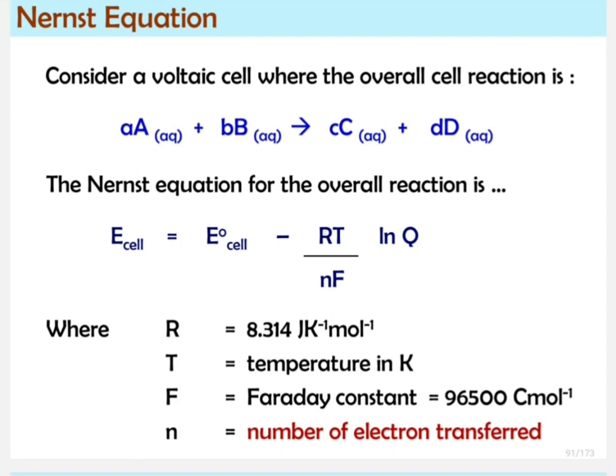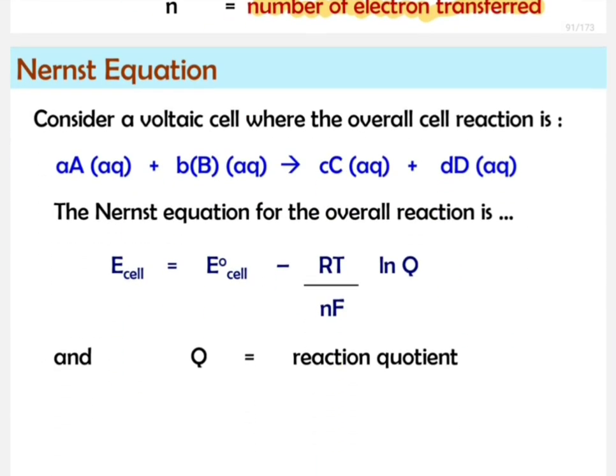So dekat sini boleh nampak untuk R adalah gas constant 8.314. T is temperature in Kelvin. F is the Faraday constant, 96,500 coulomb per mole. Dan n adalah number of electrons transferred. Okay, tak ada pun Q kat sini. Jadi Q ni apa? Okay, jadi kita tengok dekat sini what is Q.